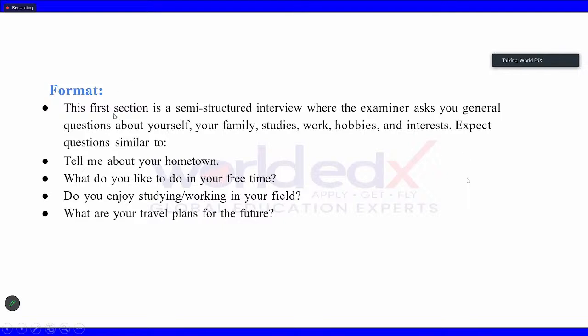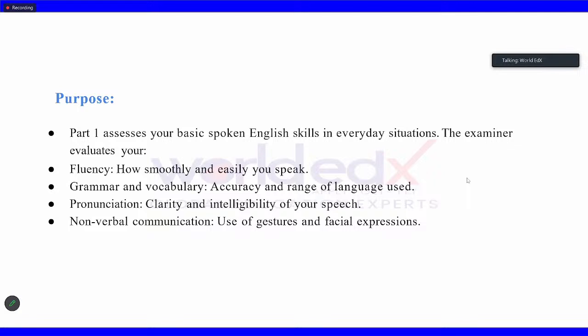The first section is a semi-structured interview where the examiner asks you general questions about yourself, your family, studies, work, hobbies, and interests. You can expect questions like: tell me about your hometown, what do you like to do in your leisure time, do you enjoy studying or working in your field, whether you are studying or working. Accordingly, he'll ask you the question. What are your travel plans for the future? These are some common questions.